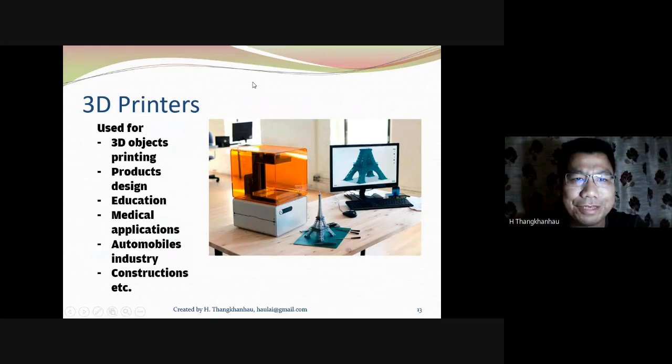And another one is 3D printing. 3D printing is also becoming more and more popular nowadays, and many institutions, many universities are utilizing the facilities of this 3D printing to design 3D objects. In ISO itself, we use 3D printing for printing signboards, etc. And in developed countries, they use 3D printers for printing products and industrial designs, constructions, medical applications, even in education, etc. So 3D printing is also one of the interesting gadgets nowadays.